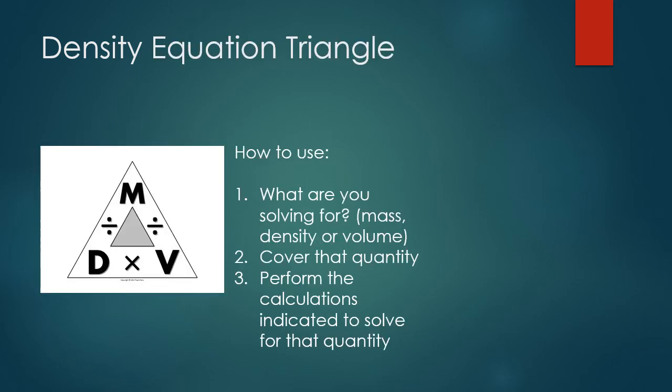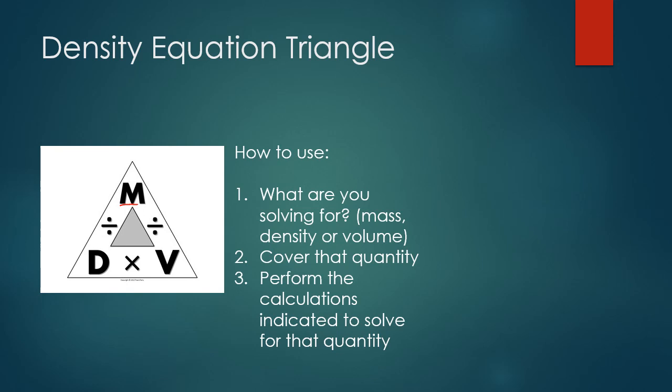So let's look at how we're going to do these calculations. What I have shown here is called the density triangle. A lot of students prefer to use this triangle when they're doing density calculations because you're not always solving for density. Sometimes you're going to be solving for mass, sometimes for volume. And in order to solve for mass or volume, you're going to need to rearrange the density equation, and this triangle makes it easy to do that. The triangle is DMV with the M portion at the top of the triangle.